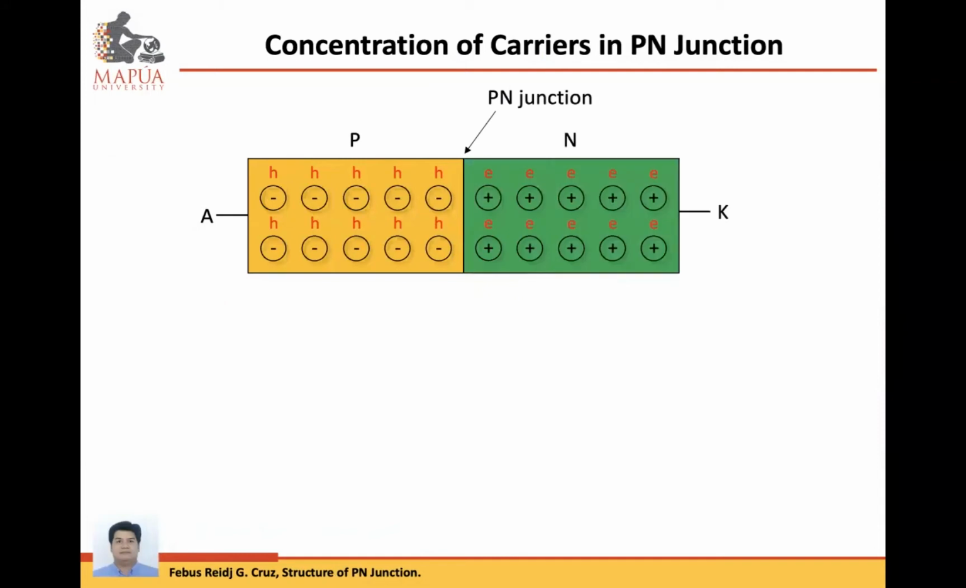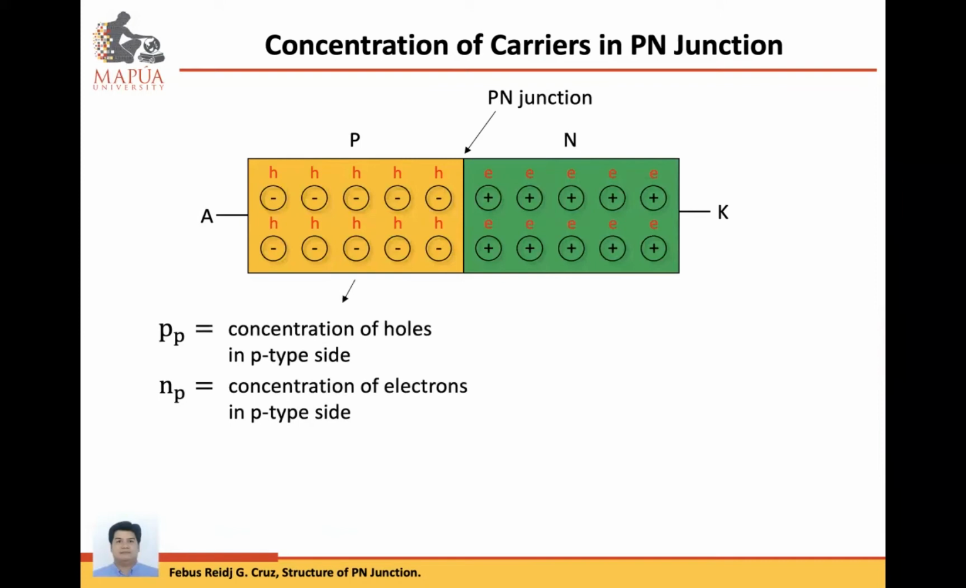Now, regarding the concentration of carriers in a PN junction, on the p-type side, we can denote the concentration of holes in the p-type side as P sub P. So P is the concentration of holes, and then sub P indicates it is on the p-type side. And we can denote the concentration of electrons in the p-type side as N sub P. So N is the concentration of electrons, and sub P means we are referring to the p-type side.